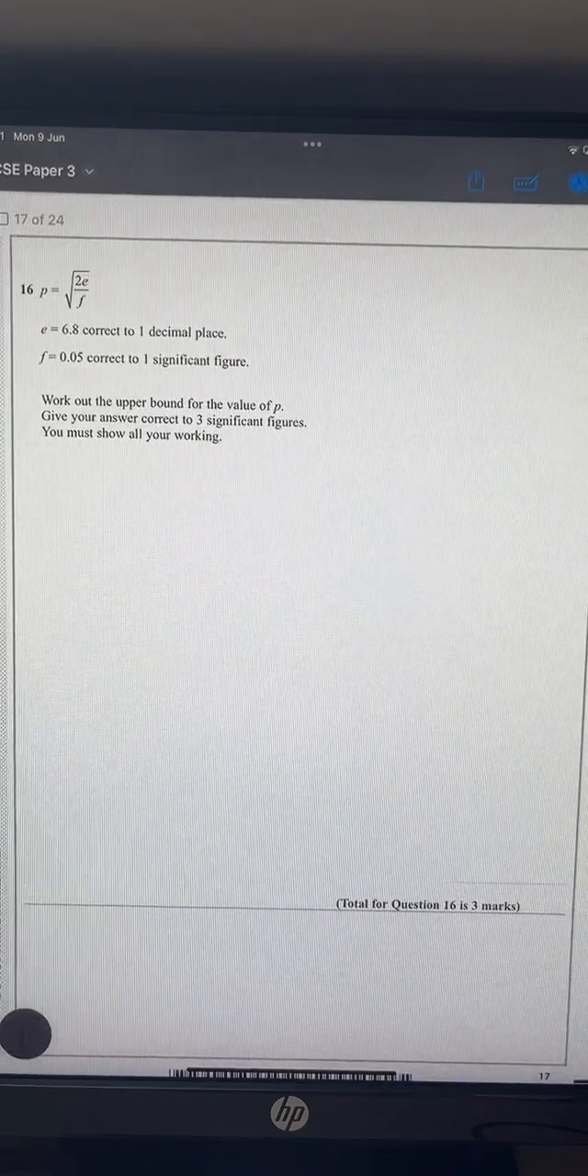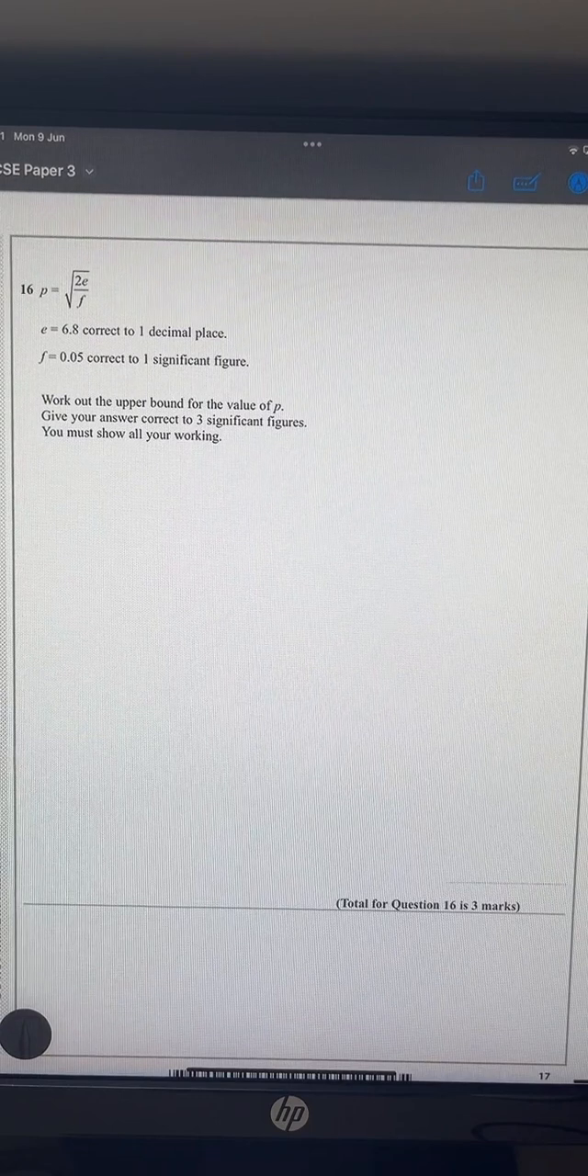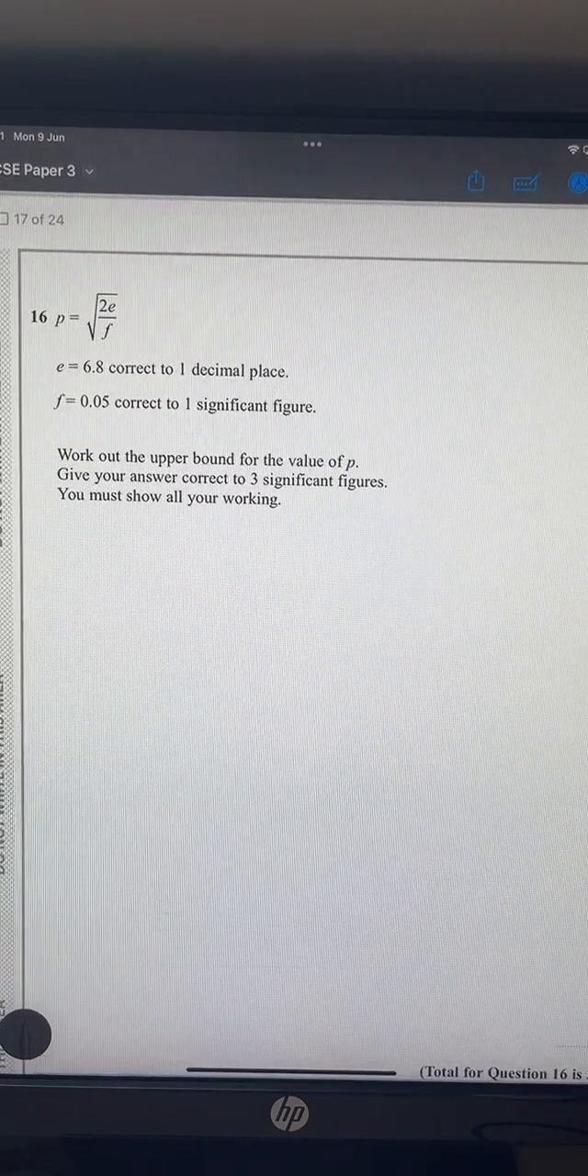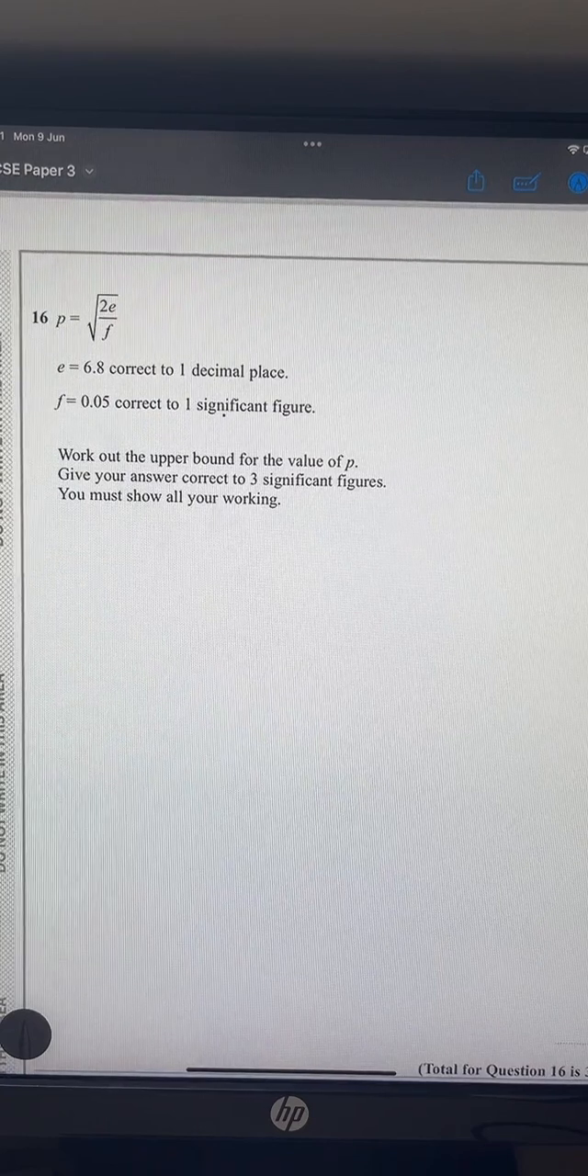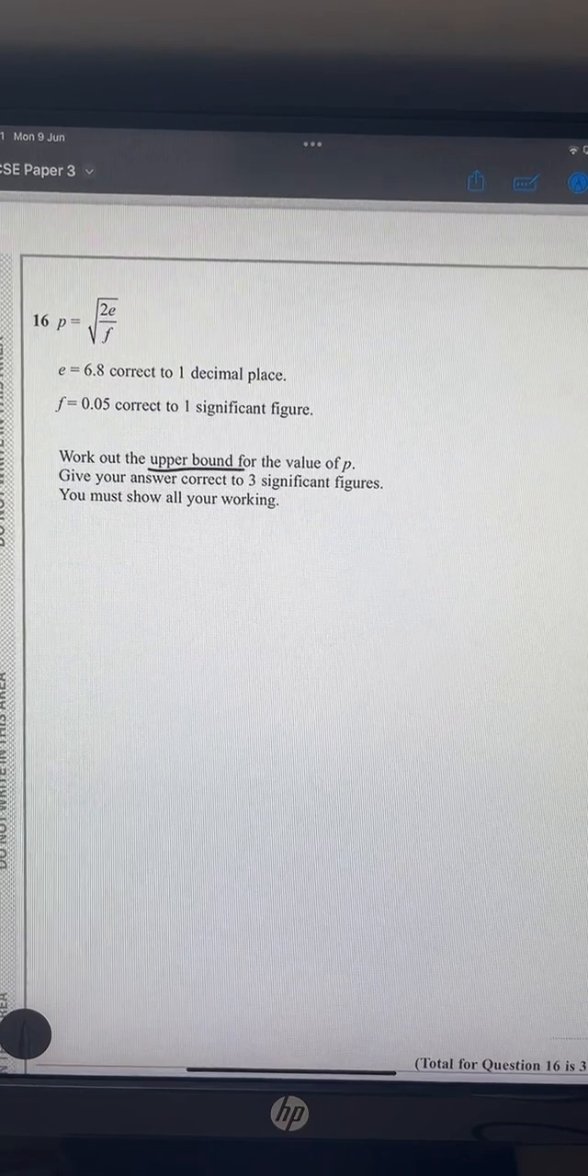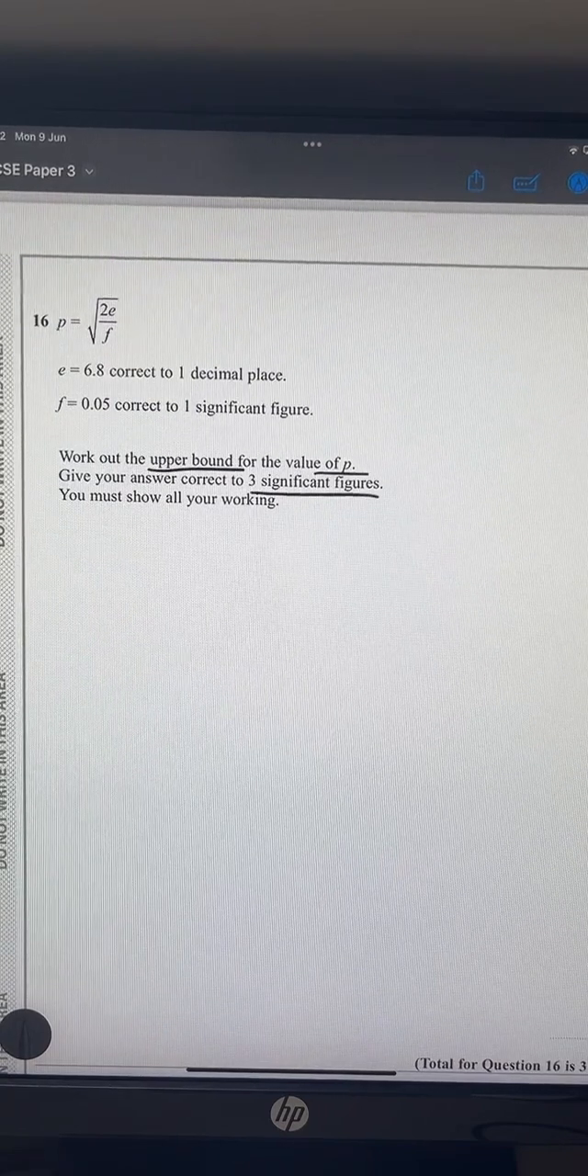So, this question, again, a little weird, but not too bad. P is equal to the square root of 2E over F. E is 6.8, correct to 1 dp. F is that, to one significant figure. Work out the upper bound for P. Give your answer correct to 3 sig figs.